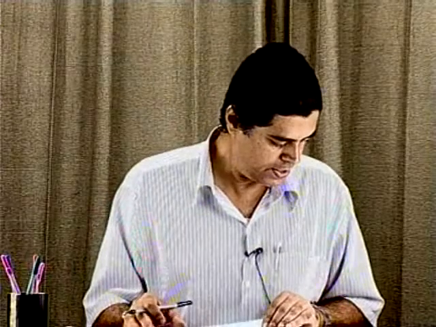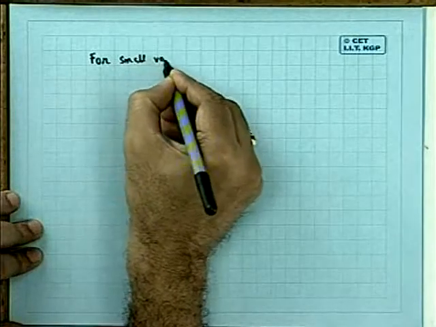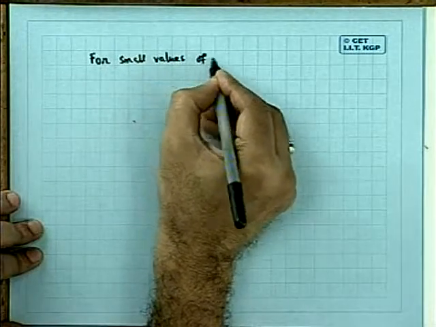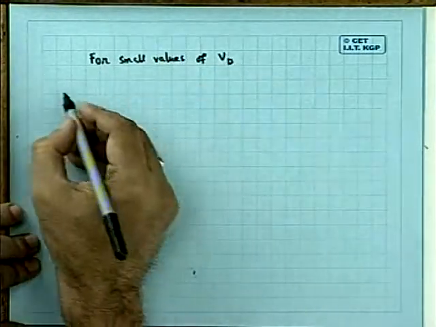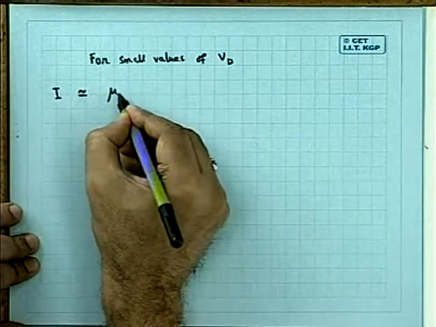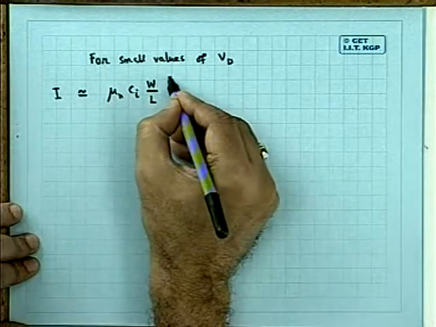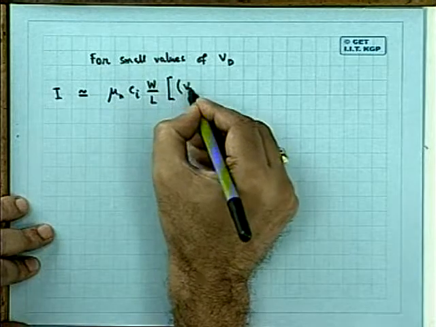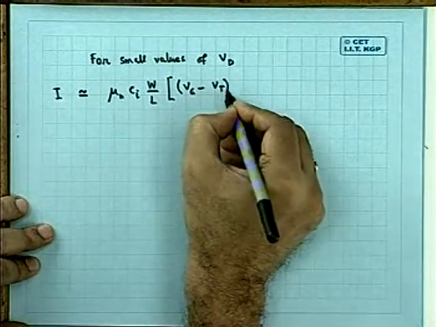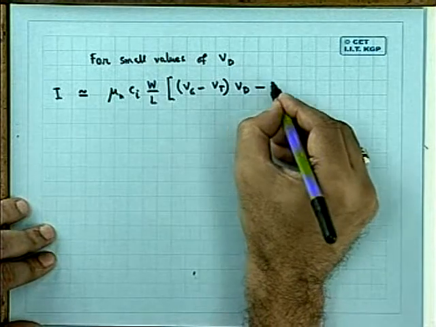Okay, now here also, if we assume that V_D is small, for small values of V_D, this I_D can be approximated as follows. You have to do this exercise yourself. I have verified, but it's not showing it here.